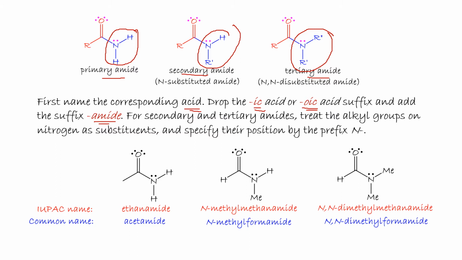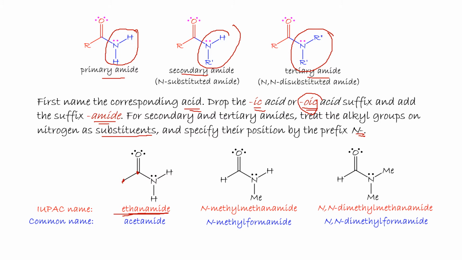For secondary and tertiary amides, treat the alkyl groups on nitrogen as substituents and specify their position by the prefix N. What do you mean? Okay, let's see. We have here 2 carbons, so this is ethanoic acid. So it will be ethan, take the OIC out, and add amide. So it will be ethanamide.